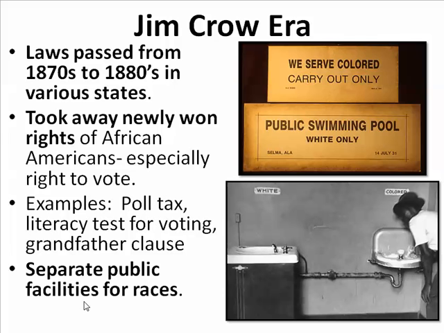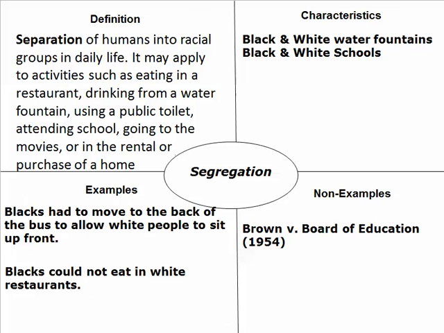But it also separates public facilities and says that white people and black people cannot drink out of the same water fountain, or go to the same swimming pool, or be served in restaurants together, or in schools for that matter. So segregation laws is the separation of humans into racial groups in daily life. It may apply to activities such as eating in a restaurant, drinking from a water fountain, using a public toilet, attending school, going to the movies, or in the rental or purchase of a home.